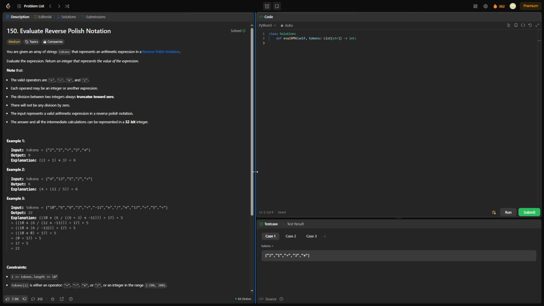What's up, everyone? This is LeetCode 150. So, evaluate reverse Polish notation. You can click here to understand what reverse Polish notation is and read all about it. I'm not going to, I assume you've already done that.